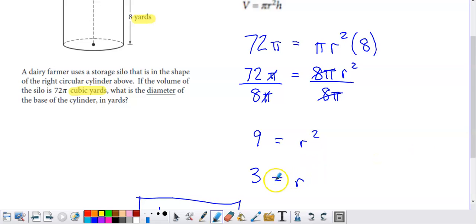You take the square root. Now technically you get plus or minus 3. It doesn't make sense to have a negative answer within this context. So our answer is positive 3.